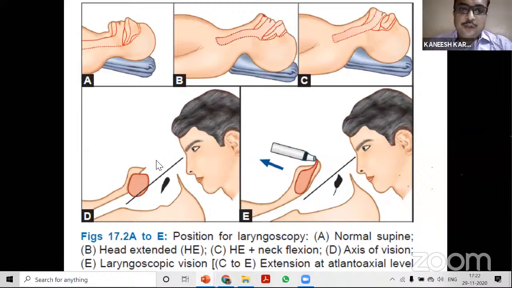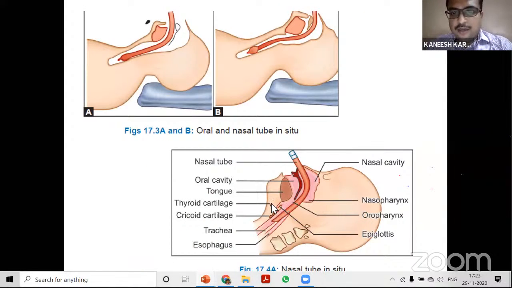We need to put a tube from the mouth to the trachea or from the nose to the trachea. We use something called a laryngoscope. This instrument is called a laryngoscope. We lift the tongue, see here, we lift the tongue, lift the epiglottis, see through the vocal cords, and put the endotracheal tube into the trachea. Okay.